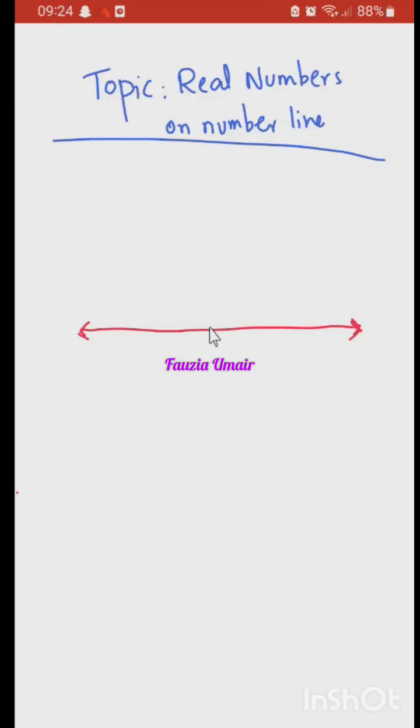Okay, so the midpoint of this number line is 0 and there are positive numbers on the right side. Okay, and there are negative numbers on the left side. You all know that, right? This is what number line is.